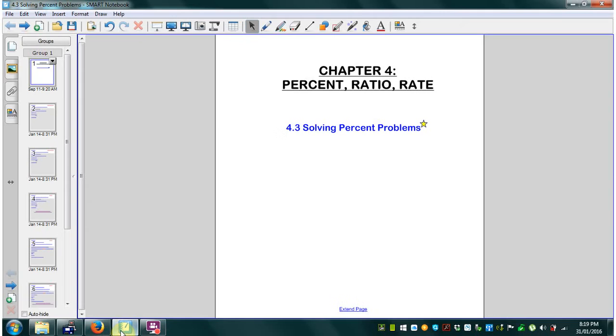Hello guys, today we'll be continuing on with chapter 4, percent, ratio, and rate, and we'll be doing section 4.3, solving percent problems. So we'll be getting into a bit of word problems now using percents. Copy down your section title, and when you're ready we'll move on to our first example.